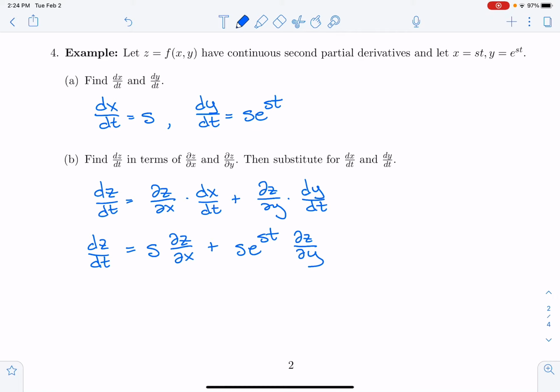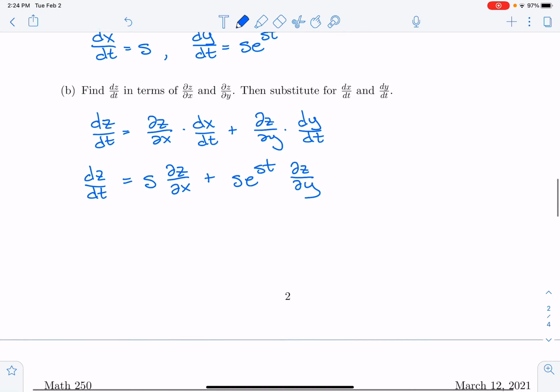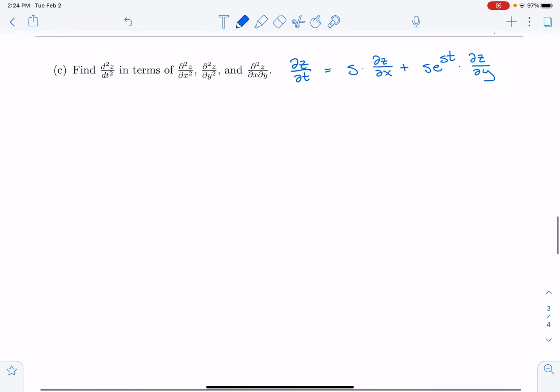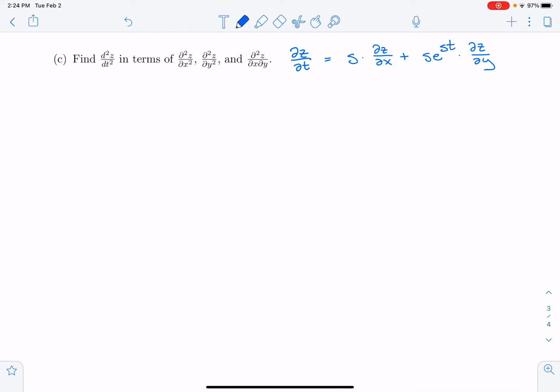And now what I'd like to do is move on to a second derivative. Okay, so I want to find d squared z dt squared. Okay, I want to take the derivative of dz dt. So I've copied that expression there. So d squared z dt squared, that's going to be the time derivative of s times dz dx plus s e to the st times dz dy.